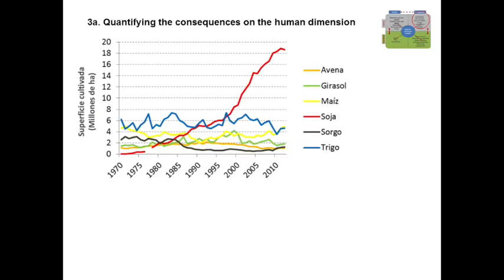And some of the consequences are pretty obvious. This is one example of a graph that I kept in Spanish, sorry. This is time, and here we have the cropped area in millions of hectares for the Chaco region. Those are crops: oats, sunflower, corn, soybean, sorghum, and wheat. As you may see, there is a major consequence, which is this incredible increase in the area cropped with soybean, the one in red. This had a lot of consequences in terms of income.